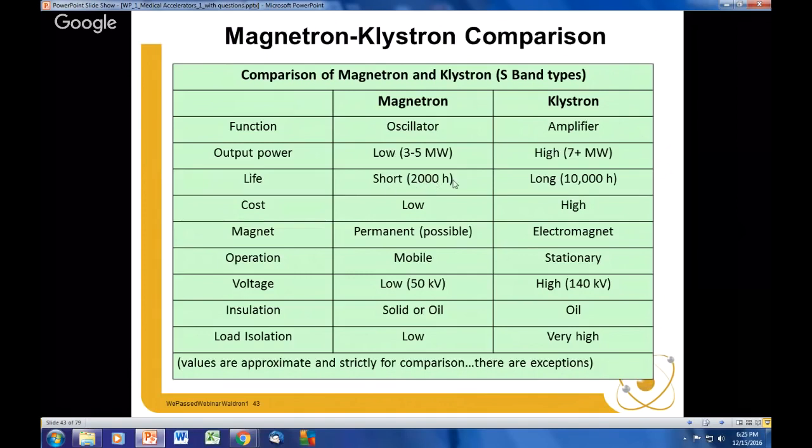Magnetron lives tend to be shorter. If I have a machine with a klystron in it, hopefully, I could go the life of the machine and not change the klystron, maybe. If I have a magnetron machine, I'm going to be replacing that magnetron every few years. But it's a much lower cost device. Klystron's high.